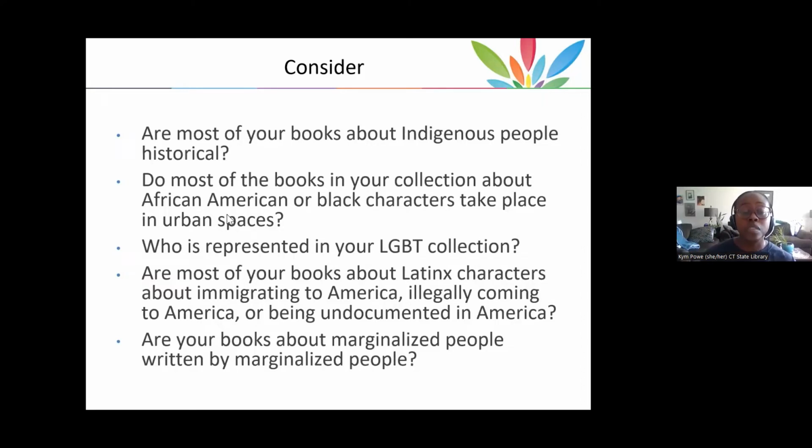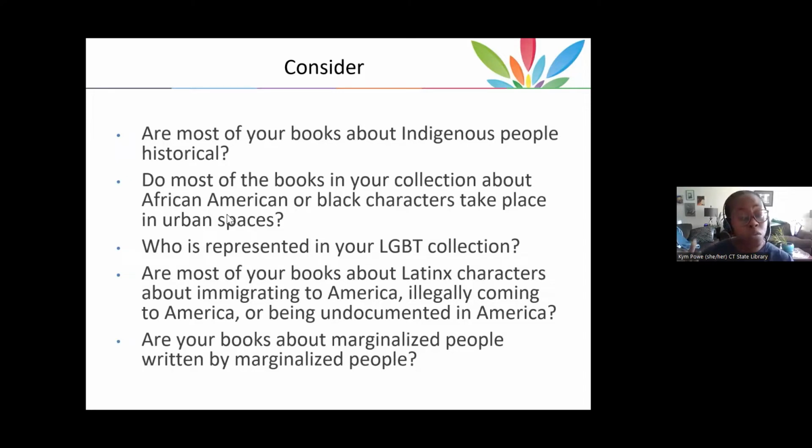So some of these singularities are the things that can happen from blind list ordering. If you're not careful, you can look up and your LGBT collection is all G, right? Like it's all gay males. It might be all gay white males, and we might be ignoring the other letters of the LGBTQIA plus community.